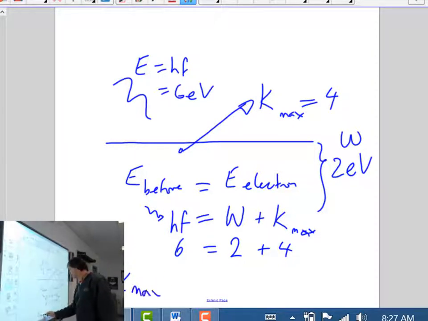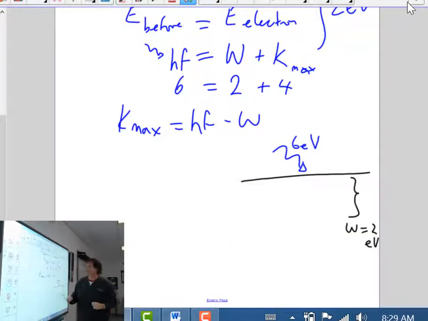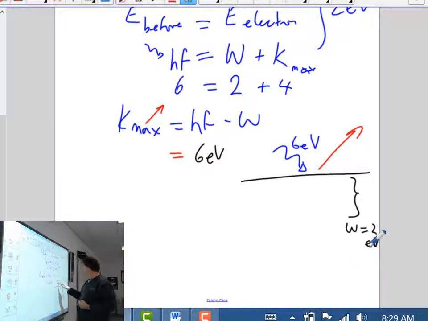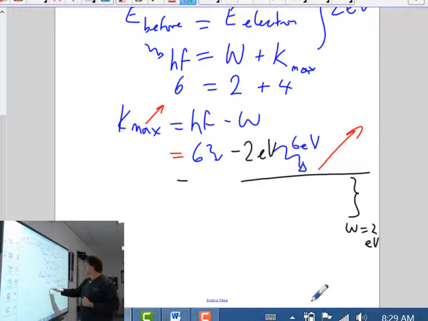Kmax equals hf minus W. So let's have a look at this. If you're trying to work out the maximum kinetic energy of the electrons leaving here, it's based on the photon's energy coming in, which is 6 electron volts, subtract the work to get it out, 2. So you're left over with 4 electron volts of maximum kinetic energy. And that's the most you can get.